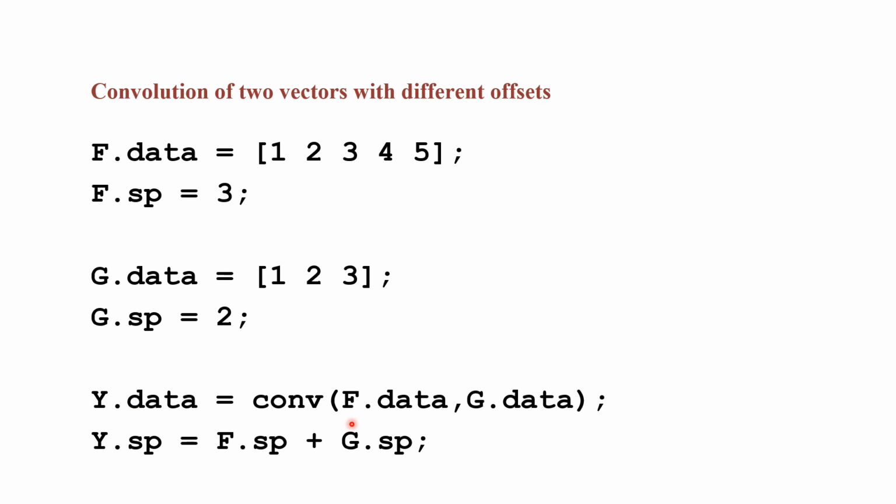The data part will be equal to the convolution of the data parts of f and g. So I'm convolving f.data, which is this array, with g.data, which is this array. Now all I have to do is define the starting point of this signal, which is the convolution. The starting point field of y is equal to simply the summation of the starting point of f with the starting point of g, which is going to be, in our case, 3 plus 2, which is simply 5.